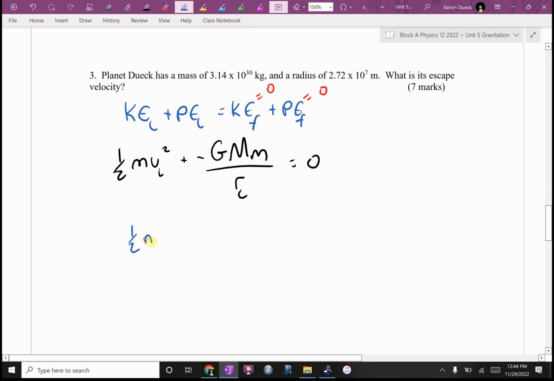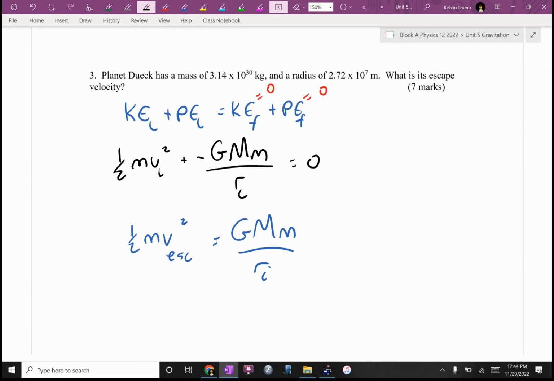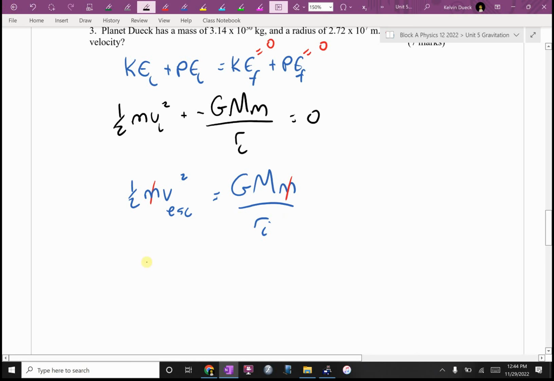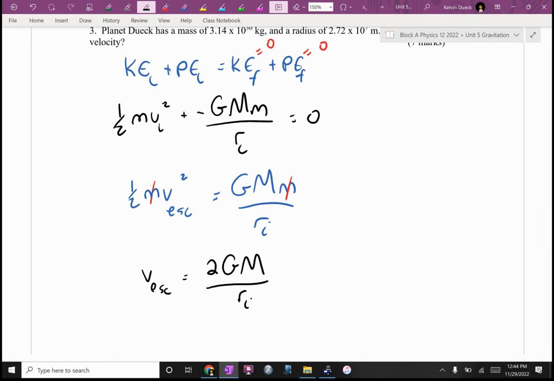We have a half m, and this v initial is really v escape squared equals big G, big M, little m over R initial, plussing it over. Is escape velocity for the Starship Enterprise or the Space Shuttle or a tiny cube satellite the same? Yep. So what did we find? Escape velocity was equal to the square root of 2 big G, big M over R initial. And that R initial, you can be starting anywhere from the Earth. In this case, I think we're starting on planet Duick's surface.